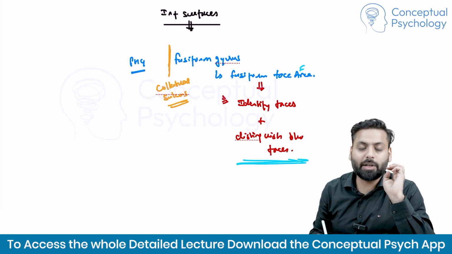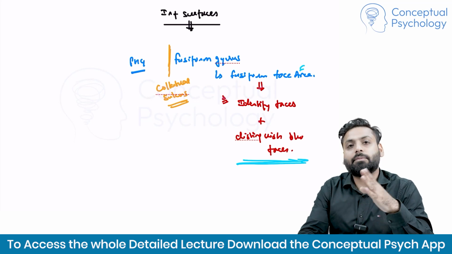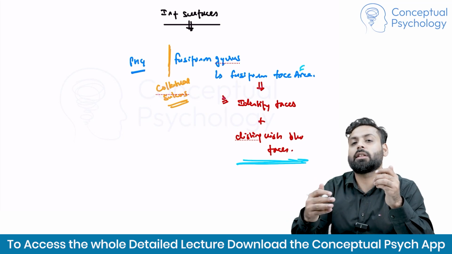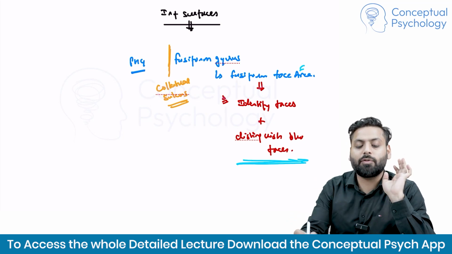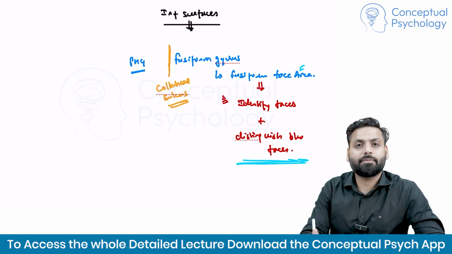It also helps distinguish between faces: how your father looks, how your mother looks, how your brother looks. Different faces are distinguished because of this fusiform face area. Okay, got it?